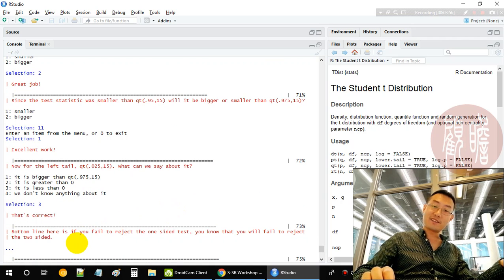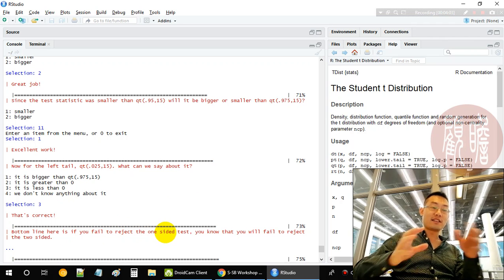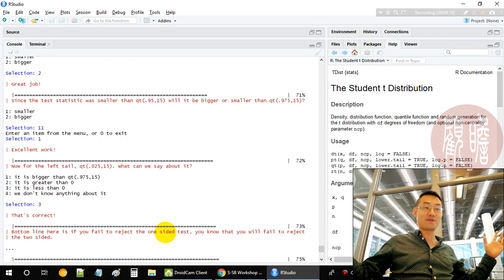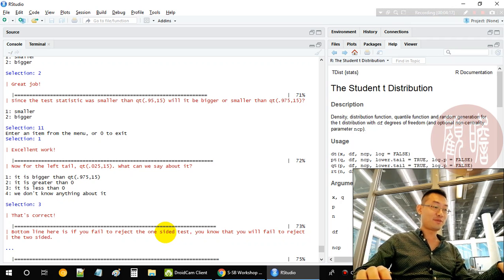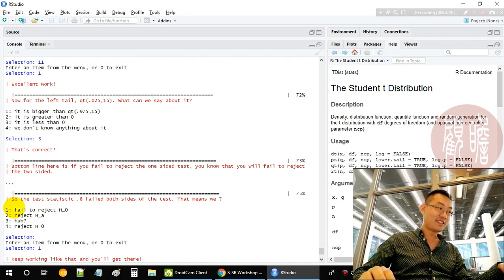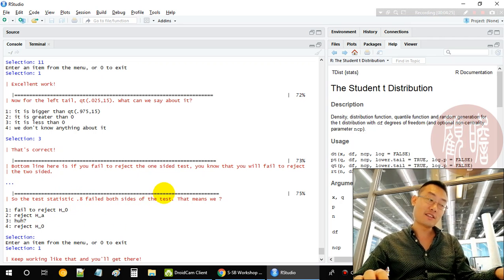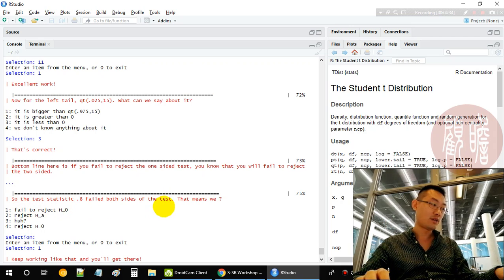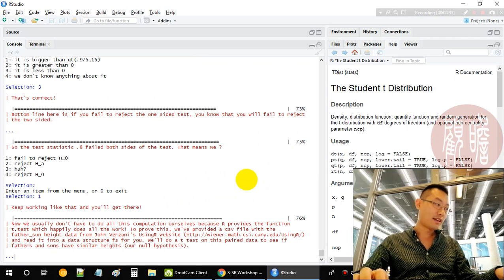So the bottom line, the important conclusion here is, if you fail to reject the one-sided test, we have tried a one-sided test with 5% confidence, you know that you will fail to reject the two-sided test. Okay, because it's even wider, the confidence interval is even wider. So that's the takeaway. So the t-test failed both tests. What should we do? We reject the null hypothesis, we accept the null hypothesis, or we say we failed to reject. Failed to reject is number one.